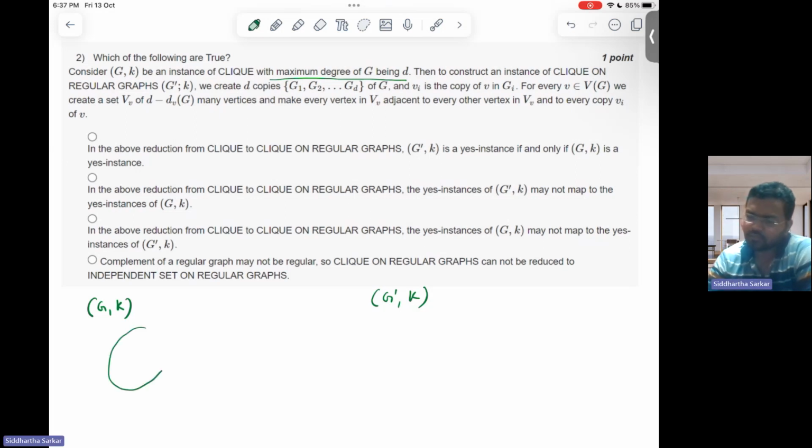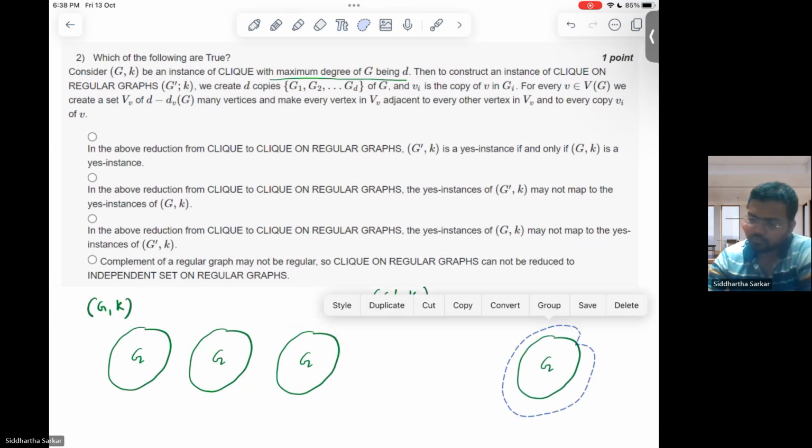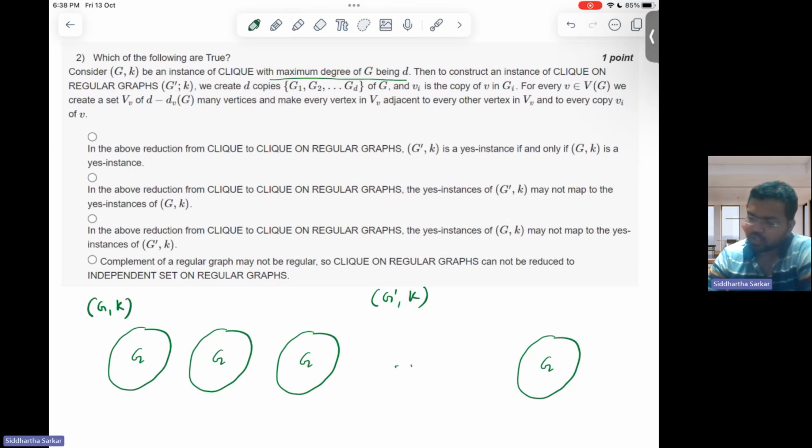So how we are converting G to G' is the following. Let us say this is some graph G. We make d copies, where d is the maximum degree in G. This is the original graph G, and we make d copies of this graph. Let us say this is G1, this is G2, this is G3. All these d copies are in fact identical to G.